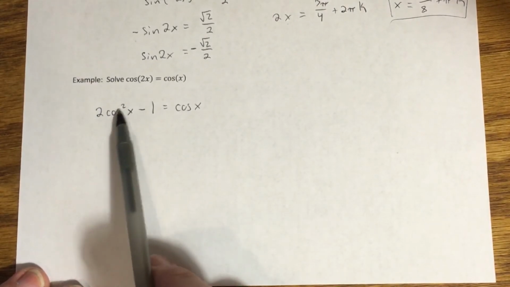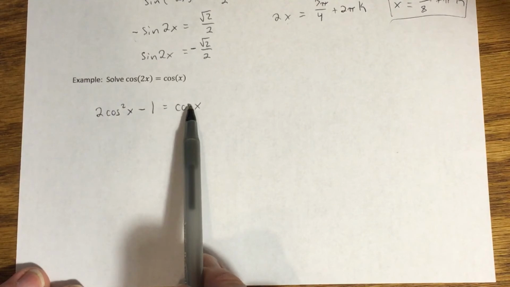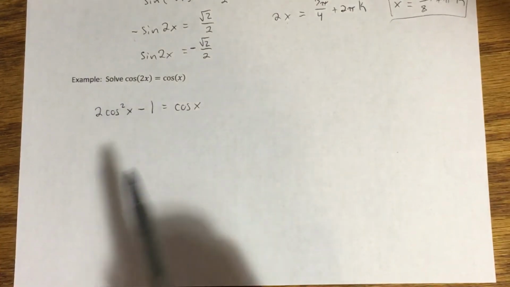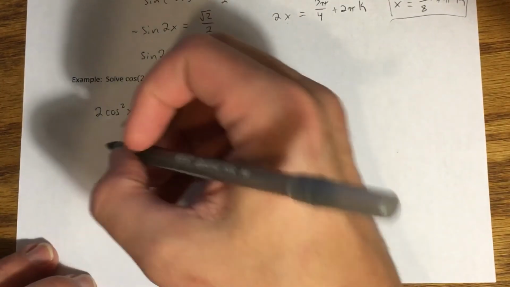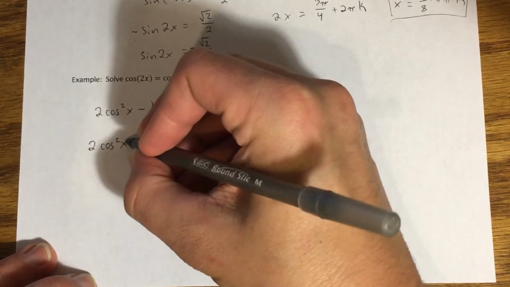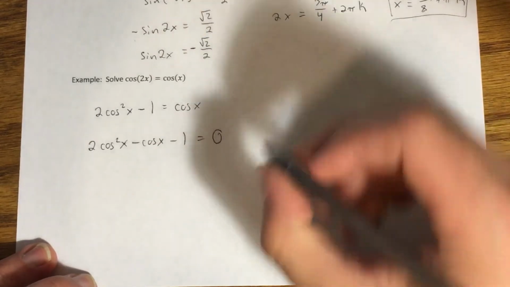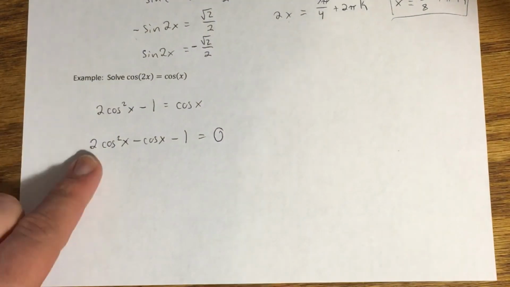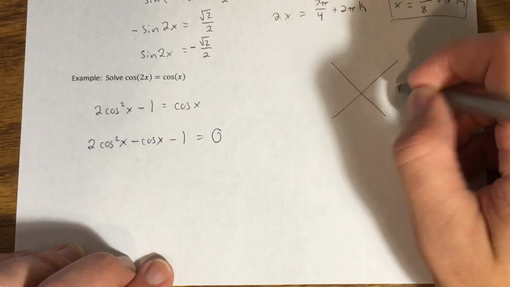Because I have a cosine squared and a cosine here, still they're not like terms, because one of them has an exponent that doesn't match. So I'm thinking of this like a polynomial where I'd want to use the zero product property. Now I can subtract cosine from both sides: 2 cosine squared of x minus cosine x minus 1 equals 0. And again, we're looking at a polynomial where the leading coefficient is not 1, so I'm going to use that diamond method technique again.